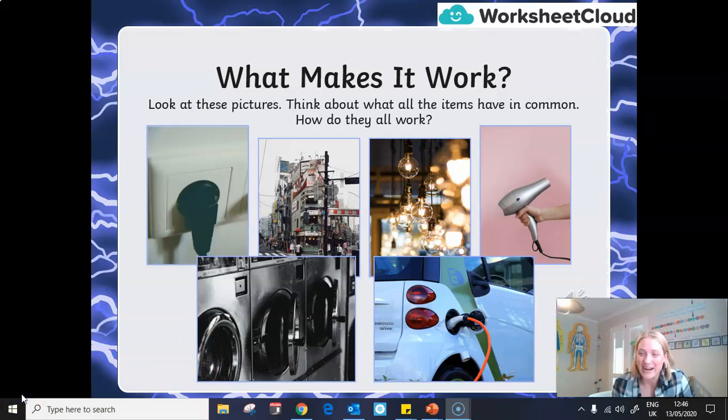Well, that's right. They are all being powered by electricity. Here, I obviously have a plug socket with a plug in it. This is a busy street in Japan, and you can see all the electric cables coming down. I've got the light bulbs, a hairdryer, washing machine, and as I said, don't be fooled by this because you may have thought it was pumping in petrol, but this is actually an electric powered car.